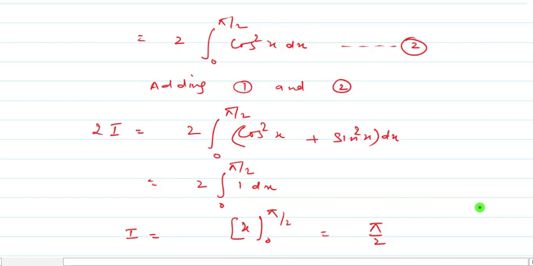So if you observe, the observation of limit is very important in these properties, whether the limit is from a to b or 0 to a or -a to a. So by observing just the limits, we can take the right decision about which property we should use.